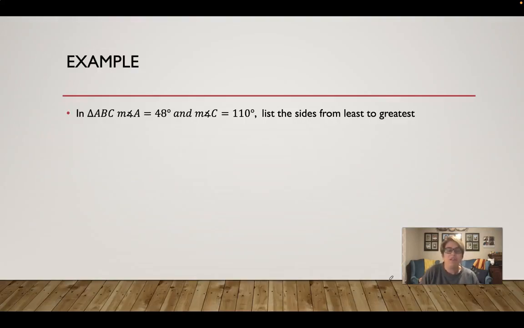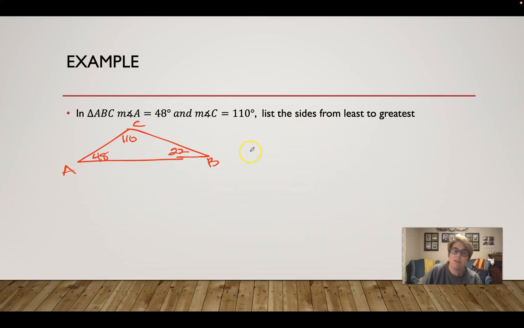All right, so just using what we know about the larger angle theorem and the larger side theorem, what if I give you triangle ABC, and I tell you that A is 48 and C is 110. We can do some math here. That's 158. We know that B has to be 22. So just drawing it helps me see it. It says list the sides from least to greatest.